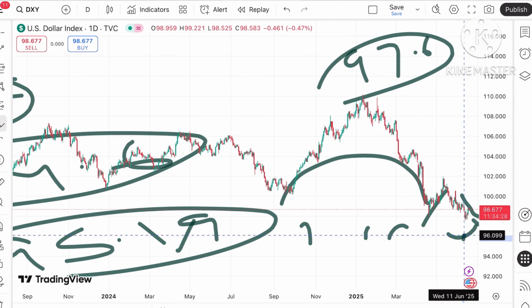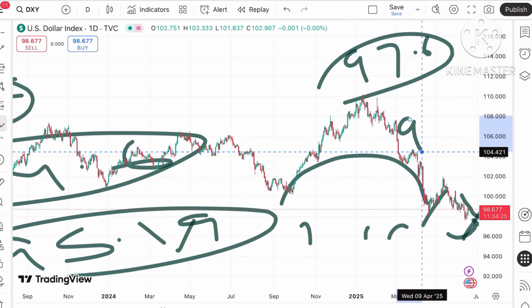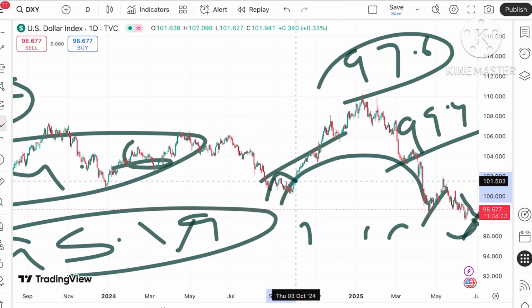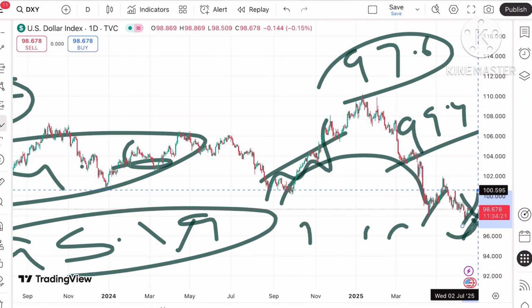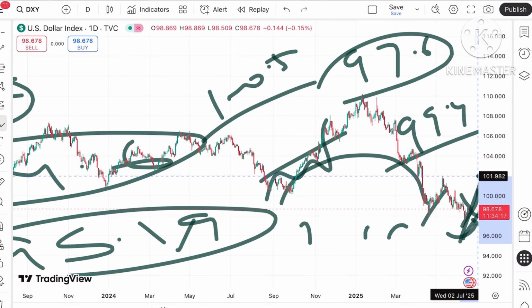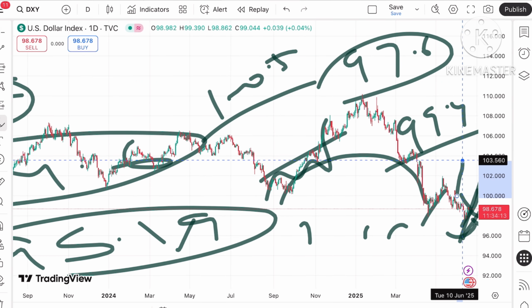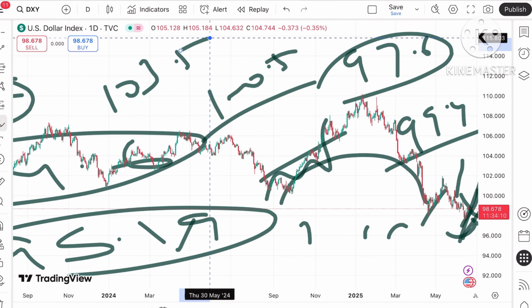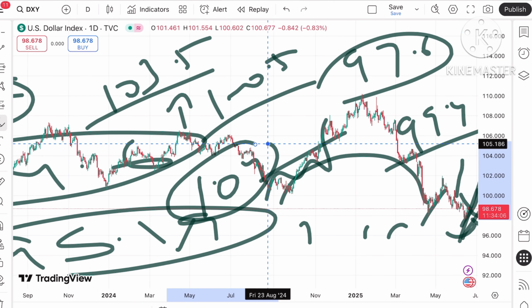But suppose the price sustains above this level, it can move further upside towards 99.4, and that level is already tested. So we can see the price can go further upside towards 100.5, and if the price moves above that level, chance of touching 102, and if the price goes above that level, chance of touching 103.5 we can see, and then 4, and then further upside.